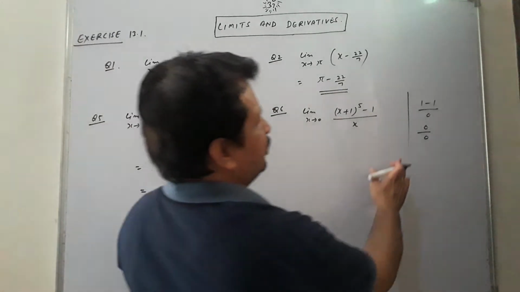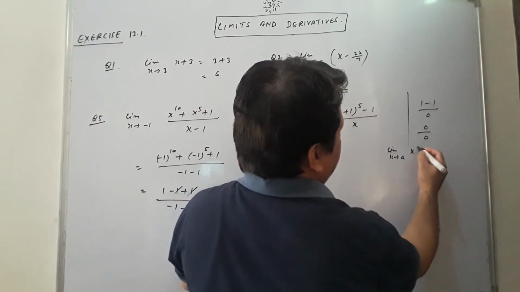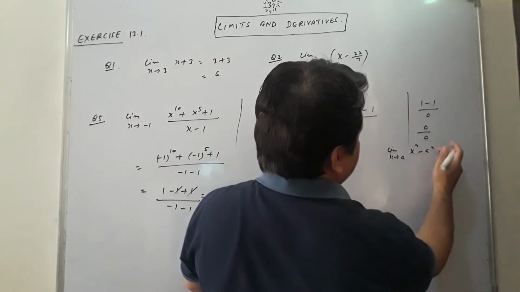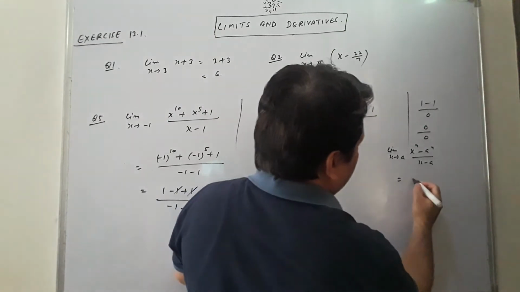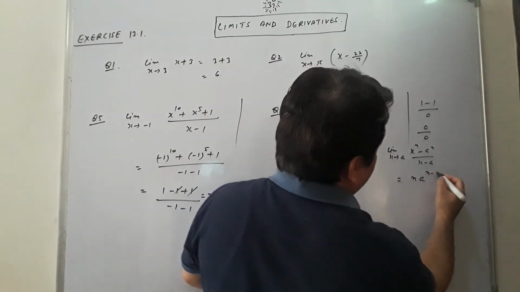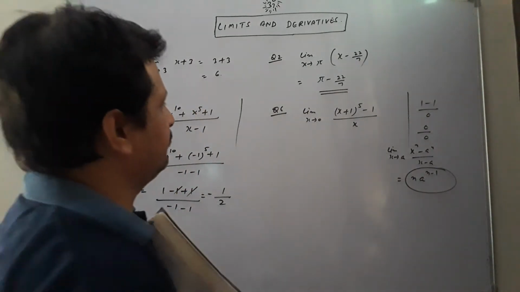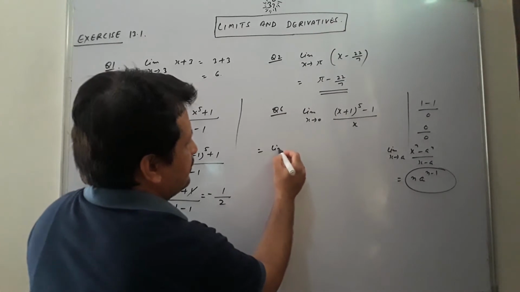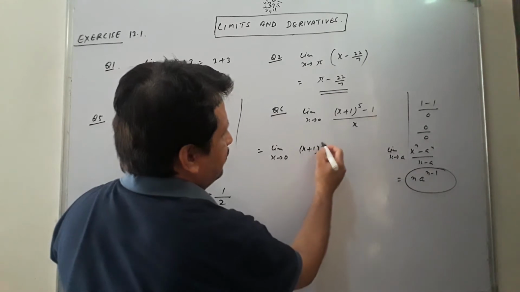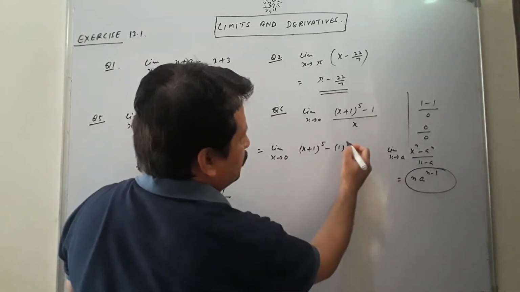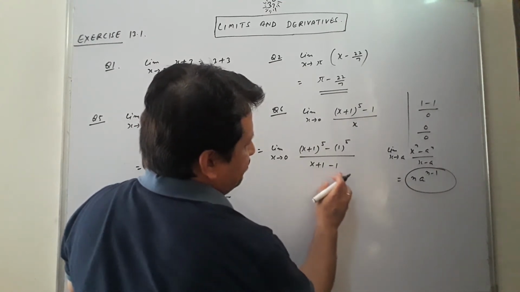Here I have told you one theorem, that limit x tends to a, x to the power n minus a to the power n upon x minus a, what is that, students? That is equal to n a to the power n minus 1. So we will make use of that theorem here. So it will come as limit x tends to 0. We will rewrite it in the form of this theorem. Here we make the change, x plus 1 minus 1.